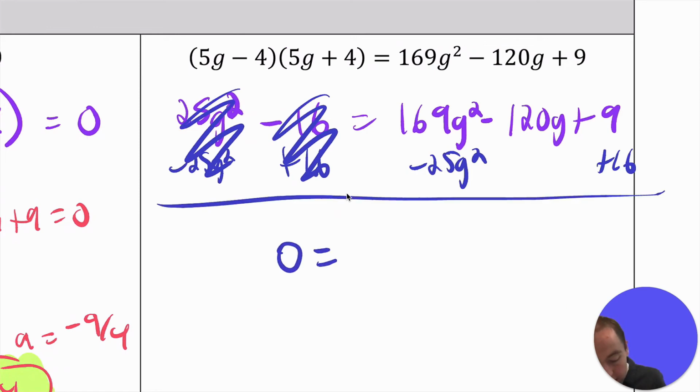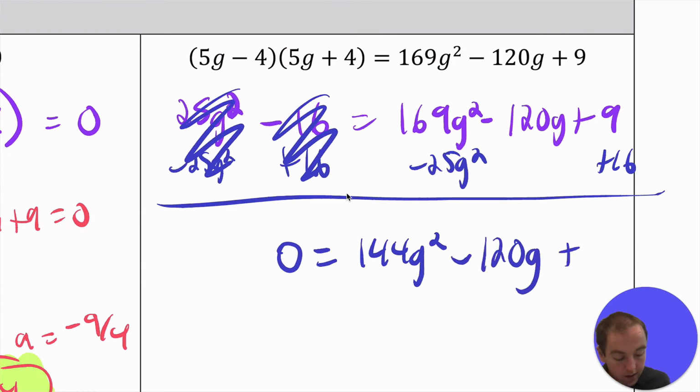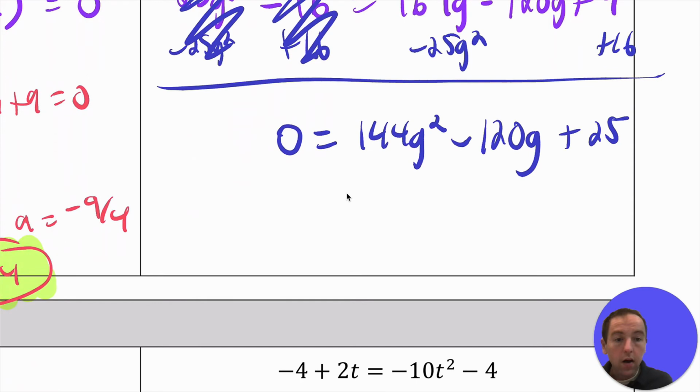So that means 169 minus 25 is 144g squared. We still have minus 120g, and 9 plus 16 is 25. All right, so once you have it set equal to 0, then you can try to factor that expression that's on the other side of the 0.